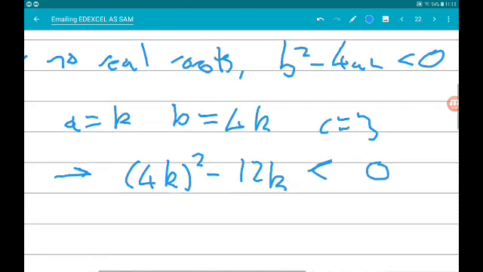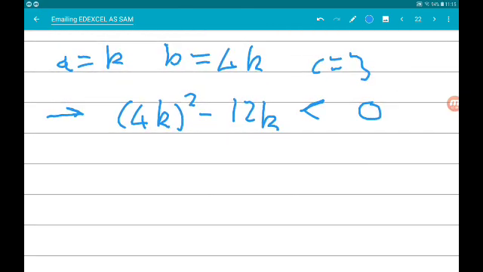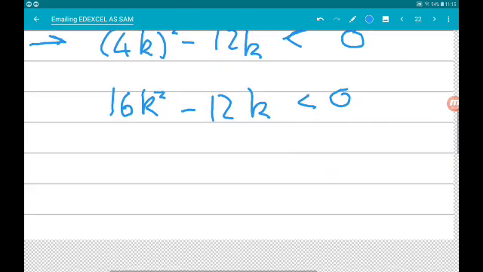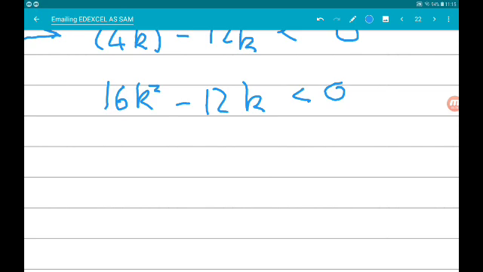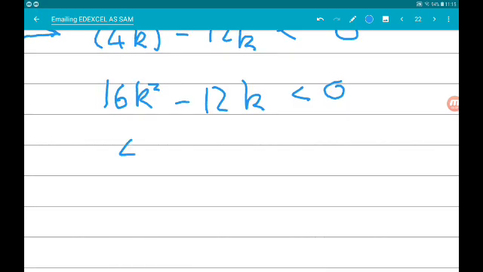Now, four k all squared is 16k squared. So 16k squared minus 12k is less than 0. Now we can divide through by 4, not the k though, because you lose solutions, or a solution. So divide through by 4, we get 4k squared minus 3k is less than 0.